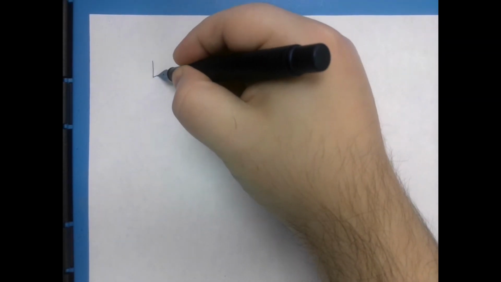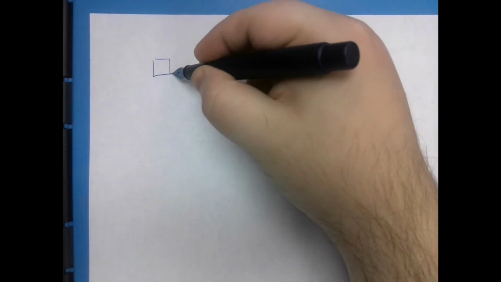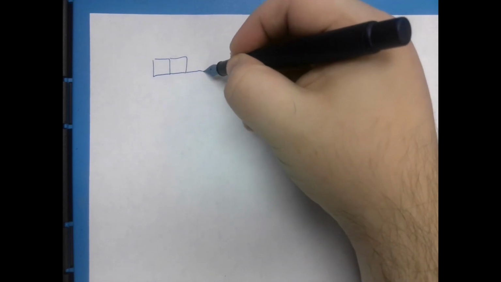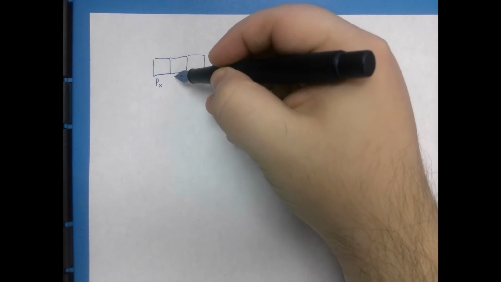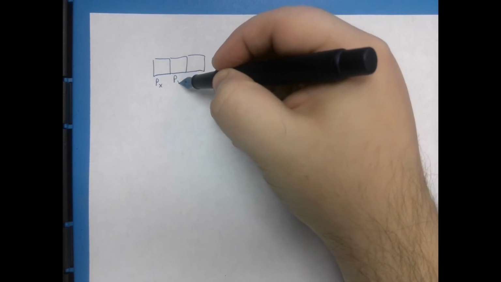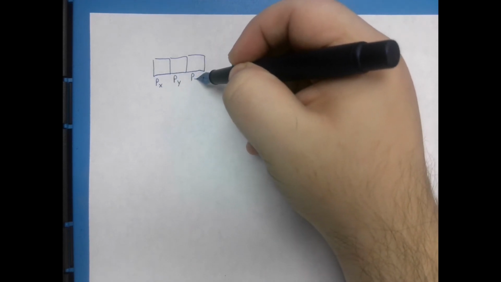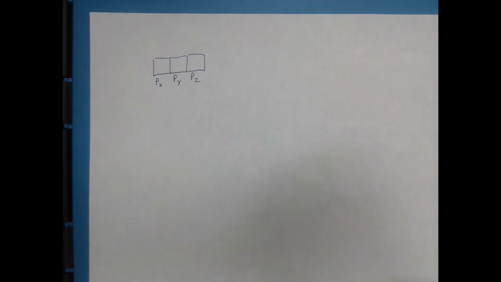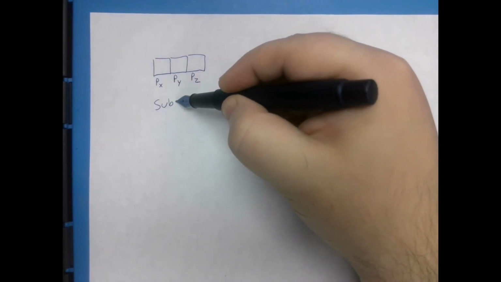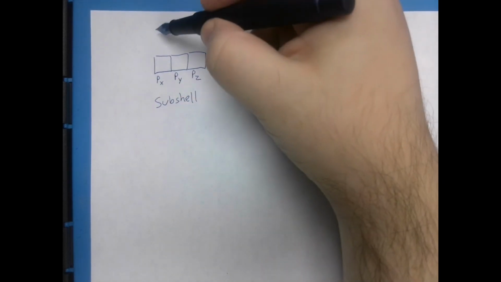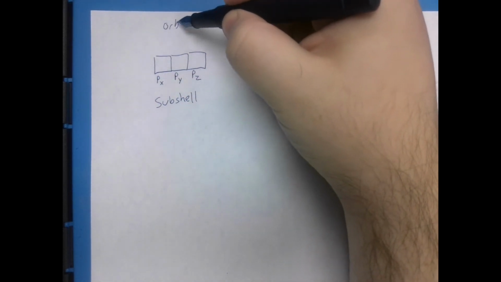Animate it a little bit. Imagine this box being an orbital. Let's say this one's px, this is py, and this is pz. So this is a subshell, and each of these are orbitals.